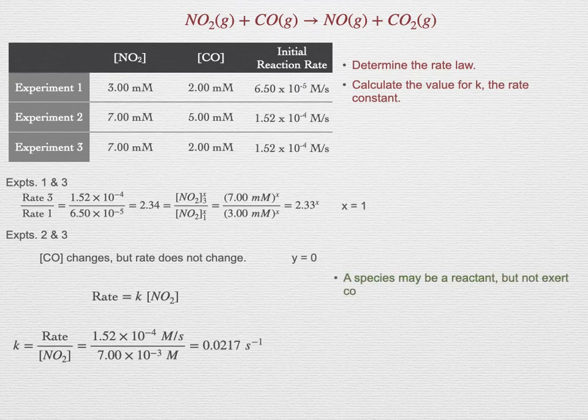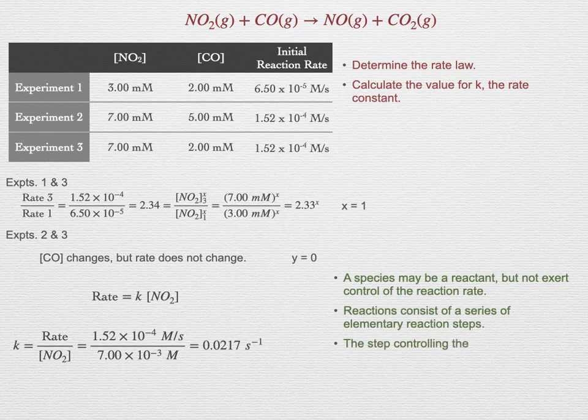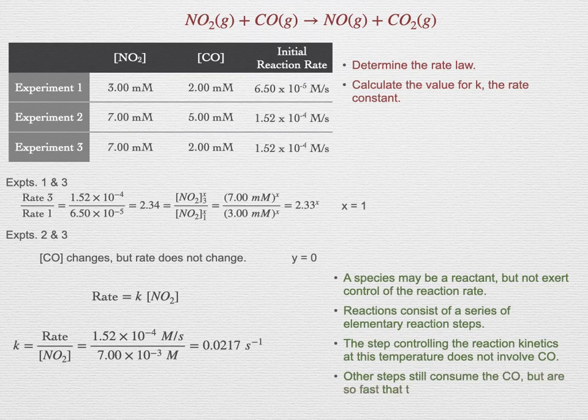The lesson here is that a reaction may consume some chemical species, but that species may not control the reaction kinetics. This is because all reactions are a sequence of multiple elementary reaction steps. In this case, the step that controls the kinetics must not involve CO. There are other steps that will still continue to consume CO, but they are very fast and do not dictate the kinetic velocity of the reaction.